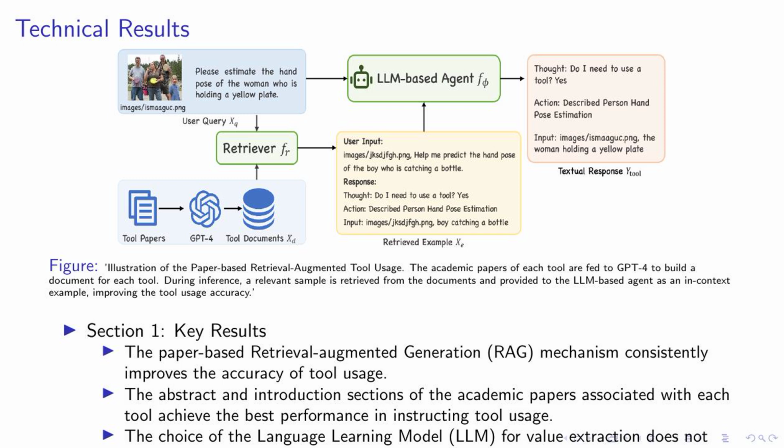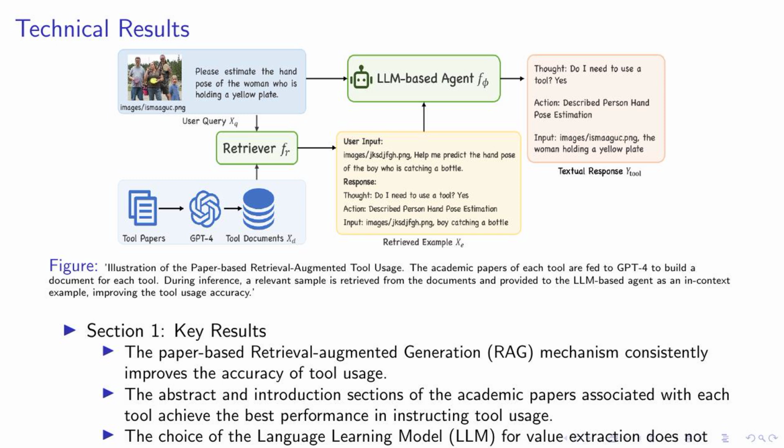Let's delve into the technical results of our study. As you can see in the figure, we've developed a paper-based retrieval-augmented generation, or RAG, mechanism. This innovative approach uses academic papers to improve the accuracy of tool usage. Interestingly, we found that the abstract and introduction sections of these papers were the most effective in guiding tool usage. This is likely because they provide a comprehensive overview of the tool's function and potential applications.